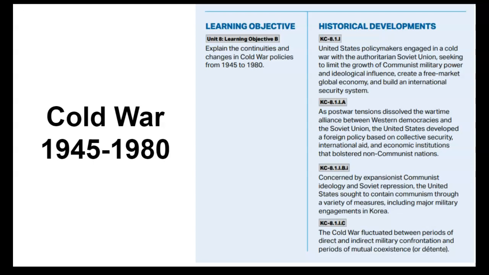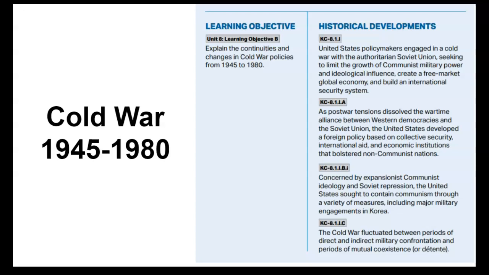All right, so one of the things you want to do here, again, this is from the College Board outline, is be able to explain the continuities and changes in Cold War policies from 1945, it says, to 1980. And you can notice here some of the developments that are taking place, right? Policymakers are engaged in this Cold War against the authoritarian Soviet Union, trying to limit the growth and impact, the influence of communism. We know that it was a power struggle between the Soviet Union and the United States militarily, economically, ideologically as well.